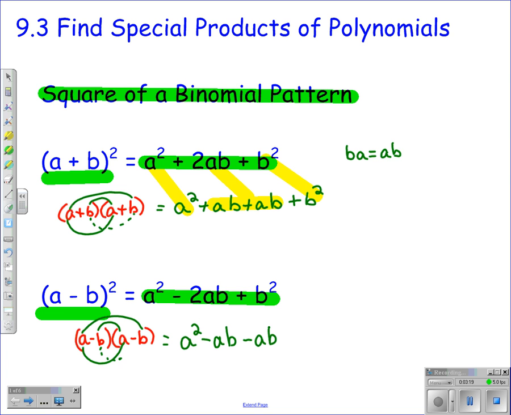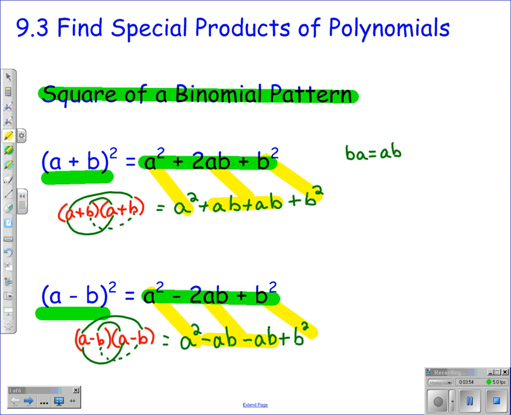And the last terms are a negative b times a negative b. A negative times a negative we know to be a positive, and b times b is b squared. Again, as we look at this, we can see that the a squared goes to the a squared. The b squared is the same as the b squared. And this time I have two terms that are alike, but they're both negative. So therefore, we're going to have a negative 2 times a times b.